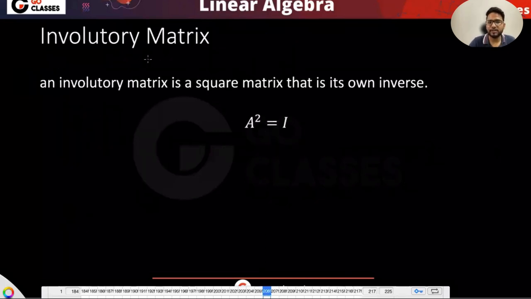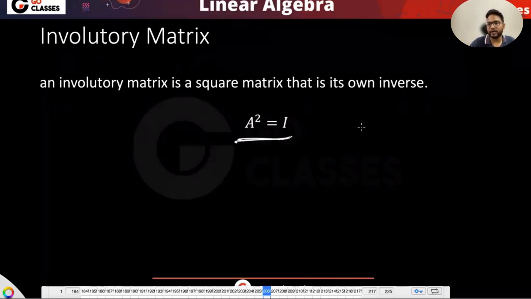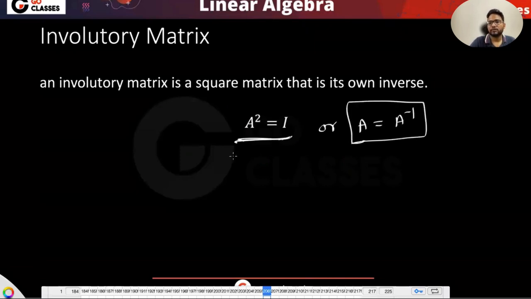Now there is another definition, that is the involutory matrix. An involutory matrix is a square matrix that is its own inverse, which means A square equal to identity, which means A and A inverse are basically the same. Okay, so that is called an involutory matrix. If you want to find the A inverse, it is just A. You do not need to do anything. Very nice, right? So it is called an involutory matrix, which is basically A square equal to identity, meaning A into A equal to identity, which means if you ask me what is the inverse of A, it is just A.